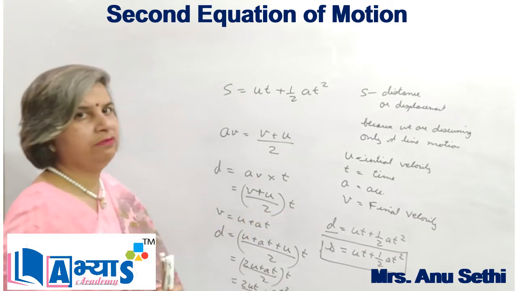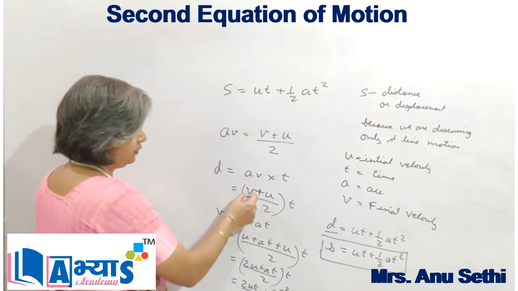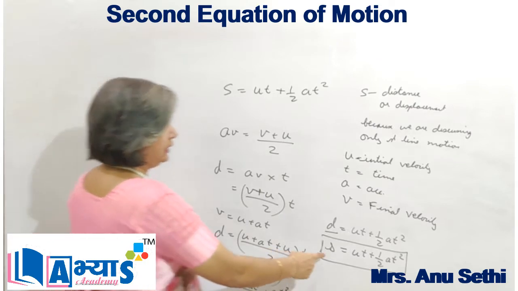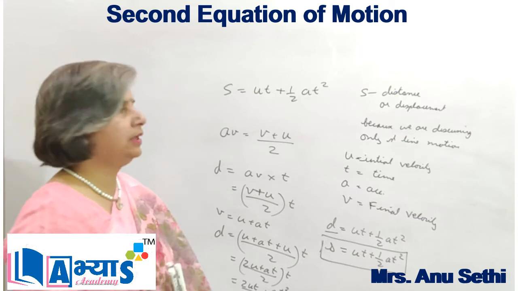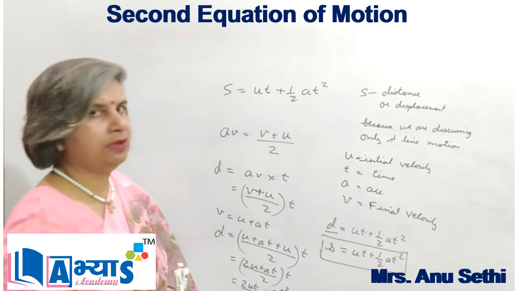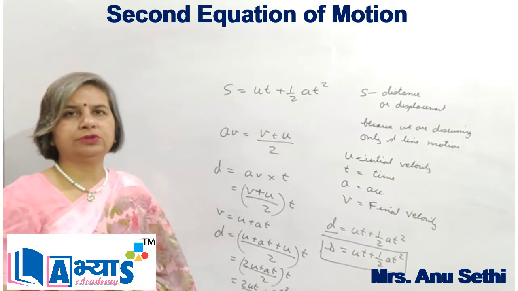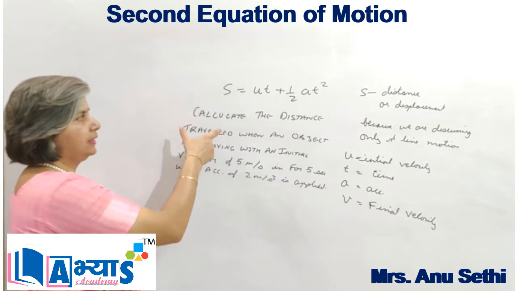Now we are replacing v with the first equation of motion. v is equal to u plus at, so I am replacing v with u plus at, and on solving I get s is equal to ut plus half at square. So this is how we can derive the second equation of motion using the definition of average velocity in the case of uniform motion and the first equation of motion, that means v is equal to u plus at. So now let us take an example.